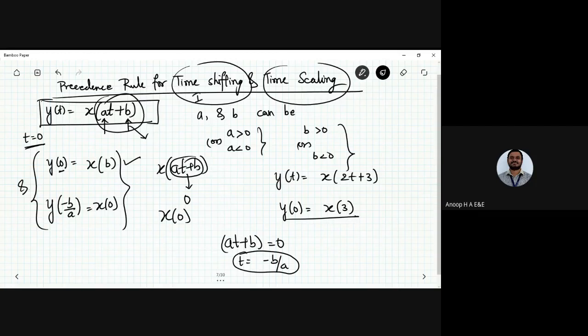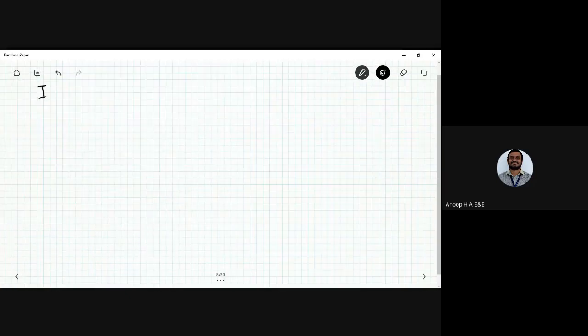So when I say time shifting, first you have to apply the time shifting property. Second, you need to apply the time scaling property. In order to apply both the rules, I need to have an intermediate signal, which is to be verified, which acts as an intermediate operation between both the time scaling and time shifting.